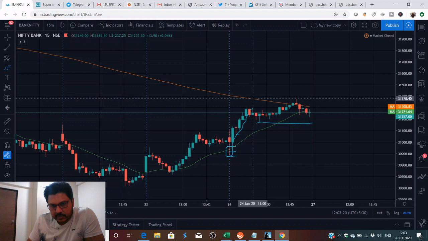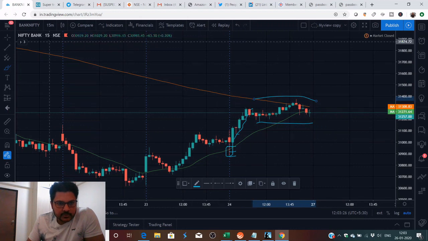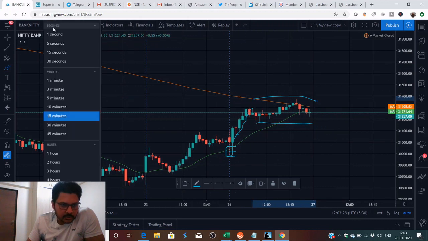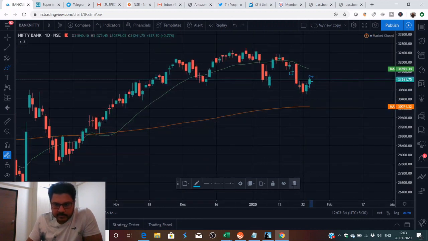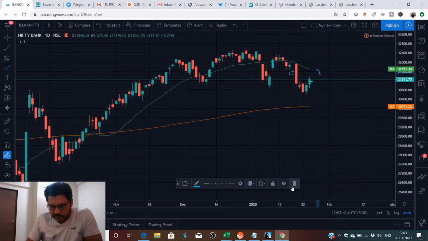See the range which I have drawn. It is in a range now, right? So what is the view of the market? The market looks bullish on a daily time frame, and it has a potential to go up to 31,669 if it continues to go up.